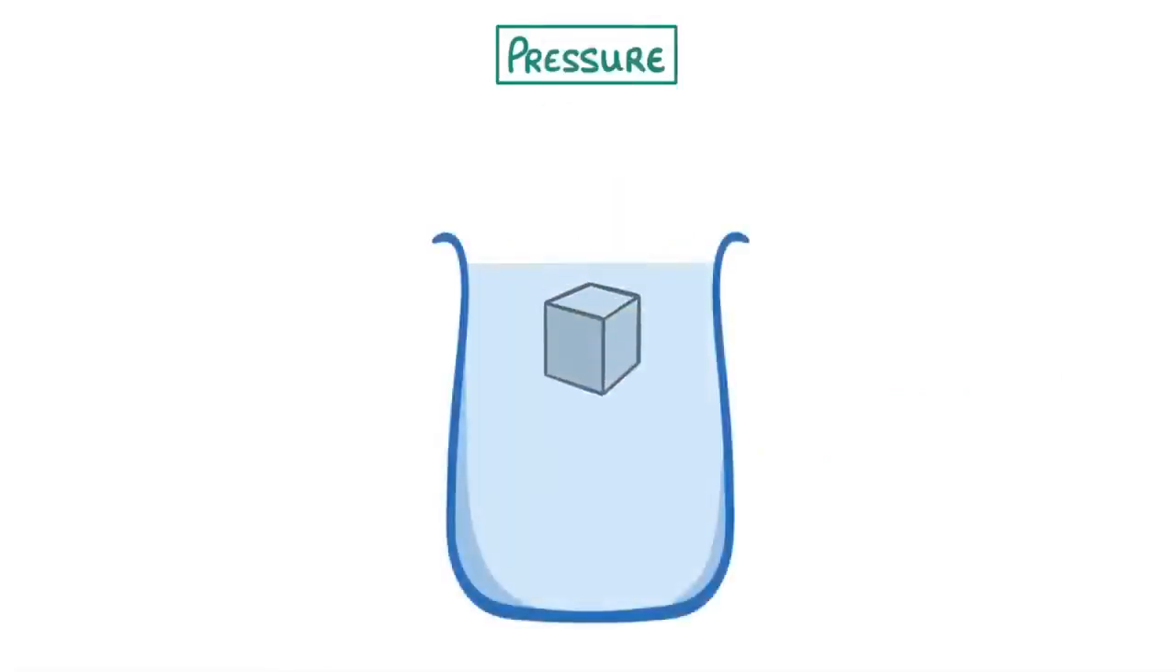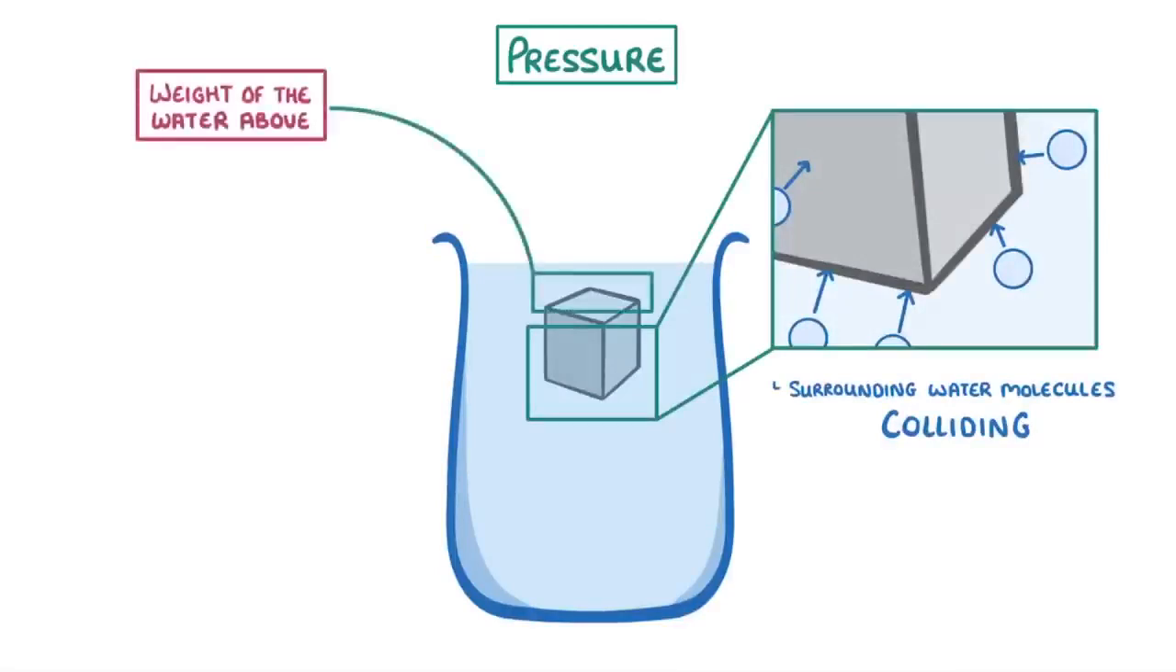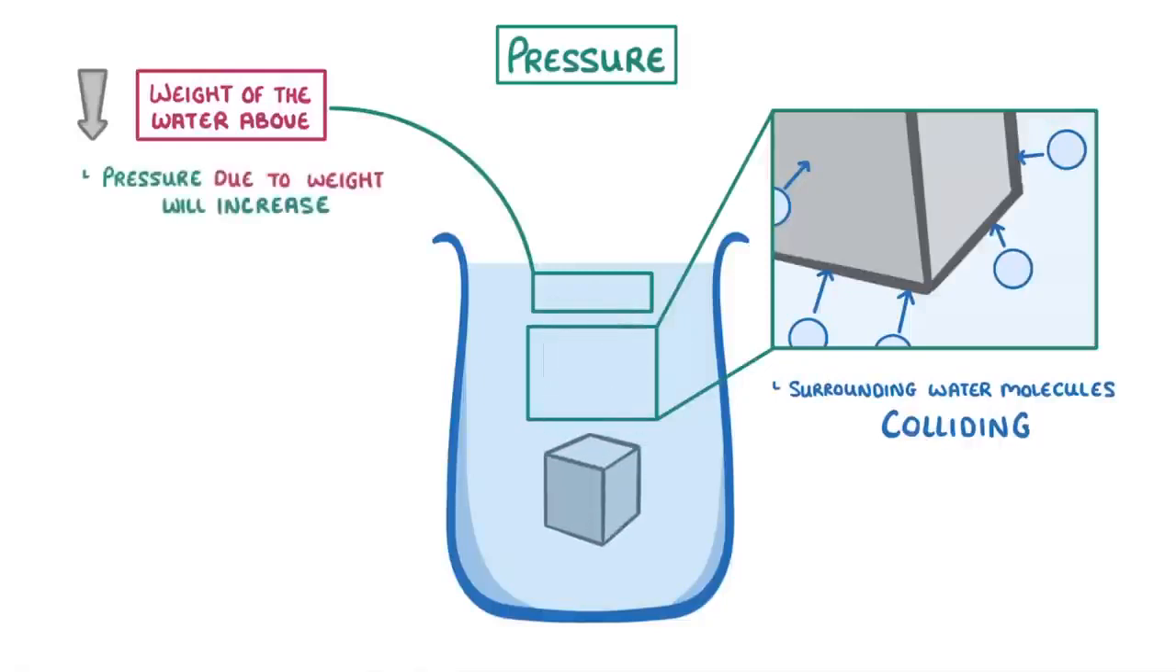If you place an object in some water, then most of the pressure acting on that object will be due to all of the surrounding water molecules that are constantly colliding with it. However, a small component will be due to the weight of all the water above the object, which will be felt as a downwards force. As the object moves deeper and deeper though, the amount of pressure due to the weight will increase, as there'll be more and more water above the object.